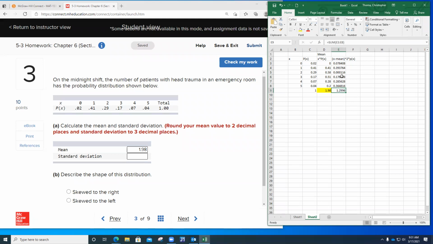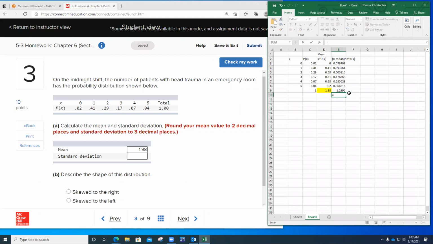So this gives me that total. All right, so after I add all those up, there's one final step, right? Because what this actually gives me is not the standard deviation. This gives me the variance. So to find the standard deviation, I take the square root of the variance.